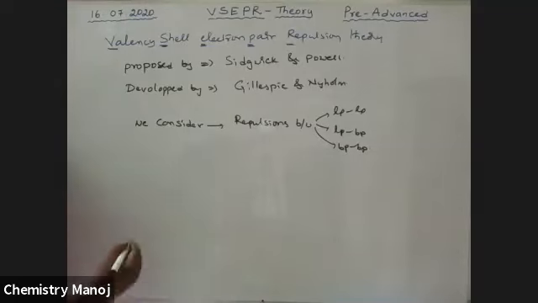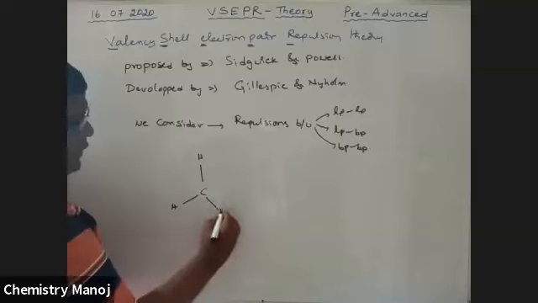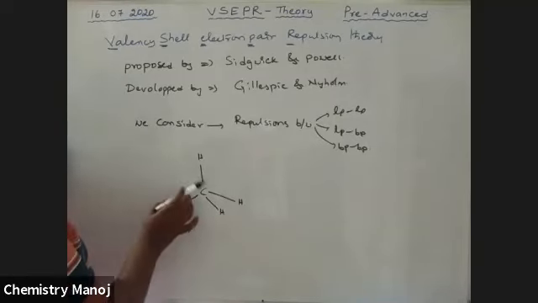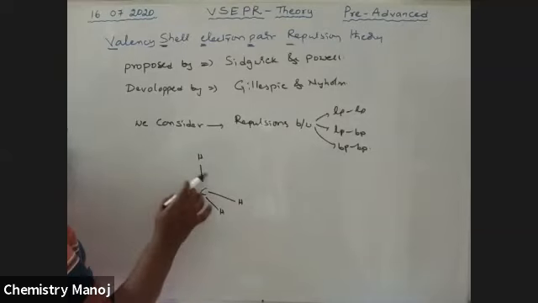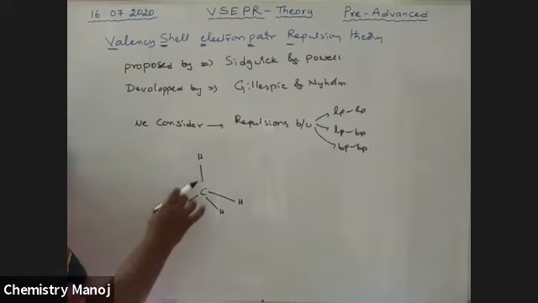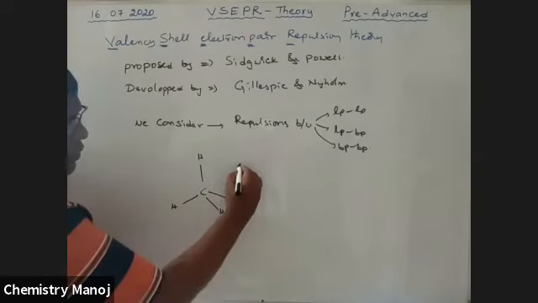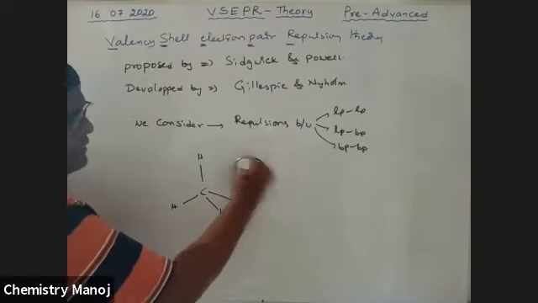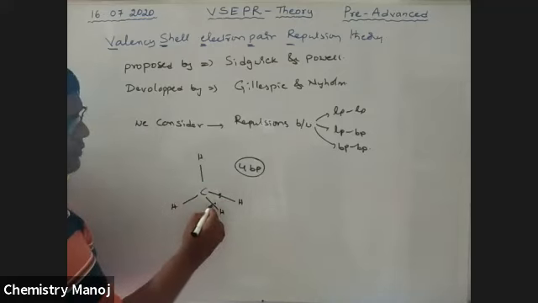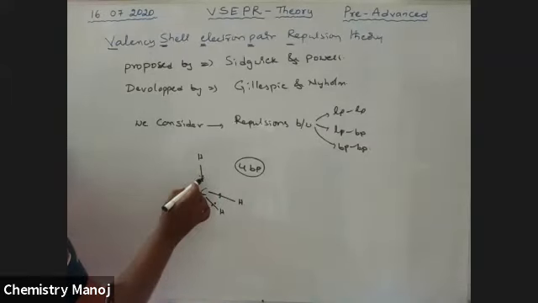So see, my dear boys, methane has a tetrahedral shape. This is the methane molecule, sp3 hybridization, as I already told you. This is the bond, this is the bond, this is the bond, this is the bond. Carbon has 4 bond pairs. No lone pair exists. Only 4 bond pairs exist.